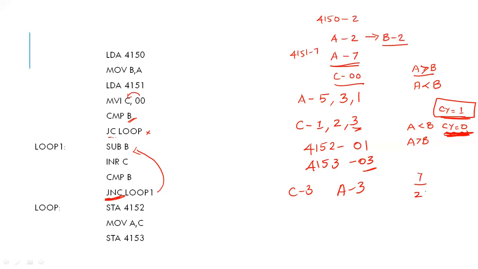So if I divide 7 by 2, the quotient is 3 and the remainder is 1. I'm finishing the program with the halt command. Hence I have divided 7 by 2, and the remainder is 1 and the quotient is 3.